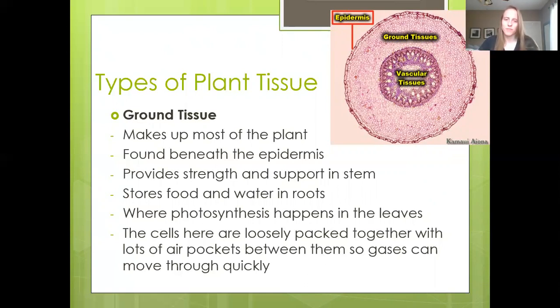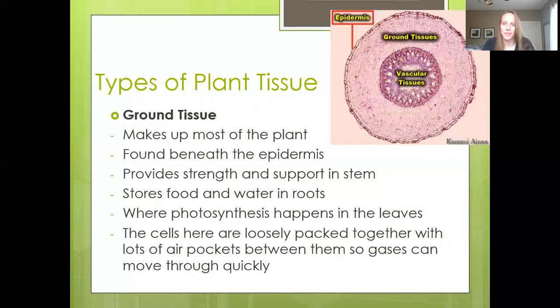It also stores food and water that are in the roots. In the leaves, it's where photosynthesis happens. And again, we're going to talk more about the leaf structure later on. And in this area, the cells are more loosely packed together than they are in the dermal tissue, so that gases like carbon dioxide, oxygen, and water vapor can travel through them quickly, since those gases are needed for photosynthesis, and that's where photosynthesis happens.